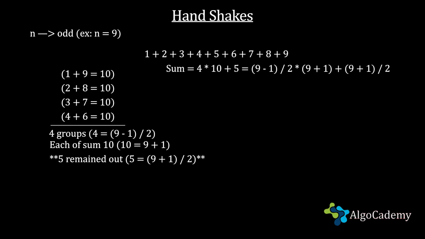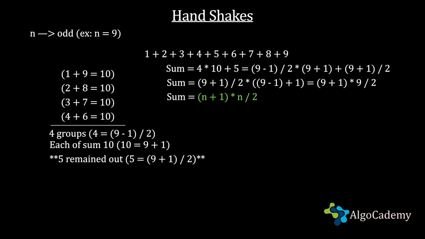We can use a little bit of math and notice that (n plus 1) divided by 2 is the common factor between these two terms. And we can rewrite this as (n plus 1) divided by 2 times (n minus 1 plus 1), which can be rewritten as (n plus 1) times n divided by 2, which is indeed (n plus 1) times n divided by 2. If you think about the general case, you can do the same thing.